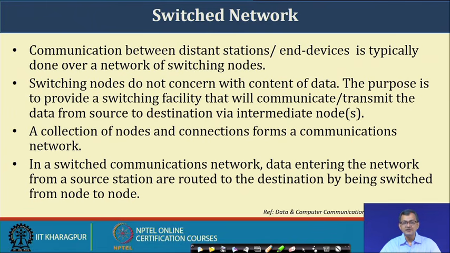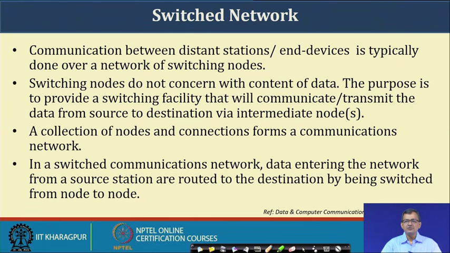So, in a switched communication network, the data entering the network from the source station is routed to the destination by being switched from one node to another. That is very natural: if I have two nodes far apart with an intermediate set of connections and nodes, the data needs to be switched, or hop, from one node to another.